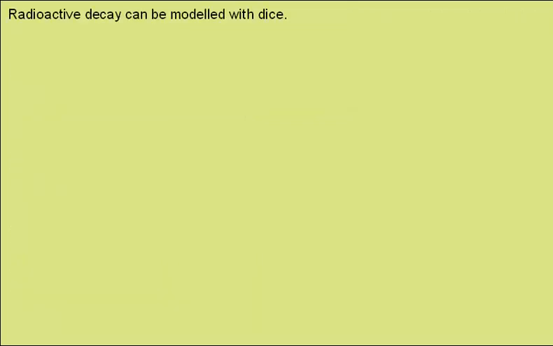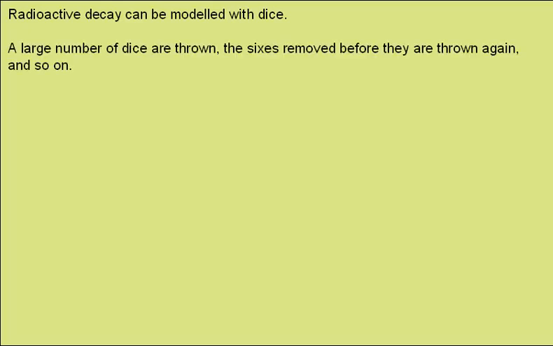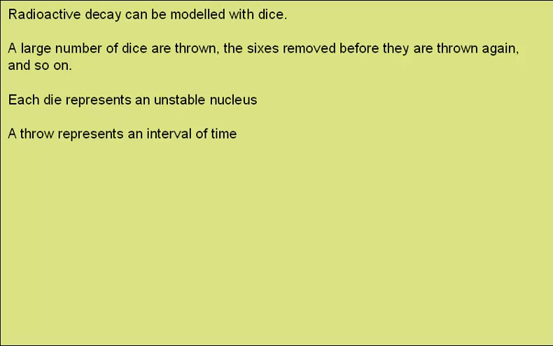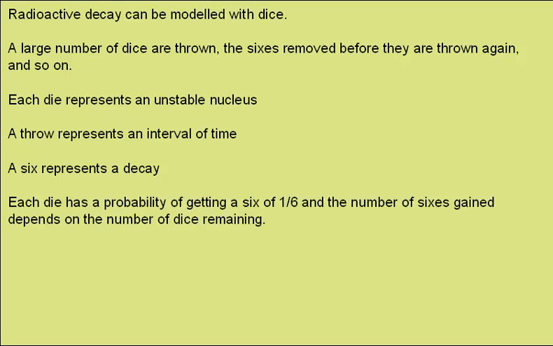Radioactive decay, a random event, can be modelled quite closely using dice. A large number of dice are thrown, the sixes removed before they're thrown again, and so on. Each die represents an unstable nucleus, and a throw represents an interval of time. A 6 represents a decay.